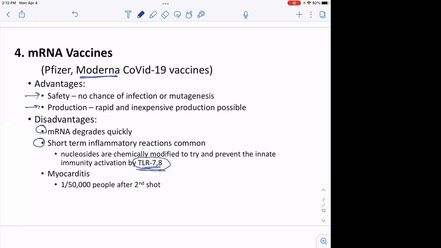So a little short-term inflammation for a lot of different people. A more serious effect, which has been very rare, is myocarditis. That's inflammation of the heart. It usually manifests as a little bit of chest pain, and usually goes away after a couple days. But they found after the second shot, about 1 in 50,000 people can develop that.